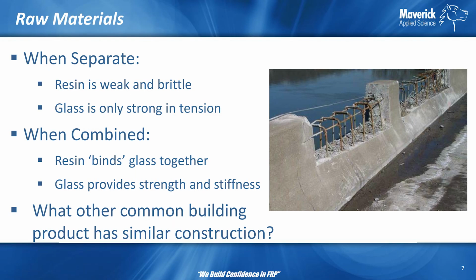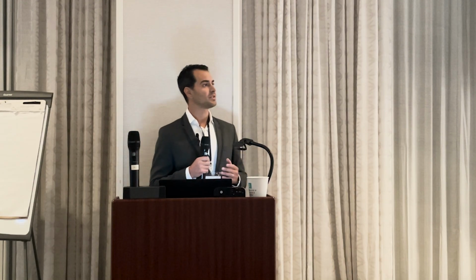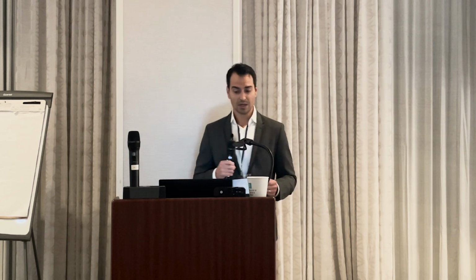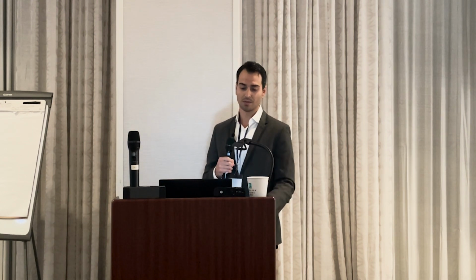So when these two materials are separated, resin by itself is weak and brittle, and glass is only strong in tension. So when you combine these two materials, you get a strong and stiff part because the resin will bind those fibers together. A common example that we all probably are familiar with in a construction application would be concrete and rebar.